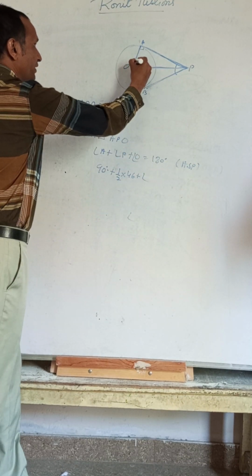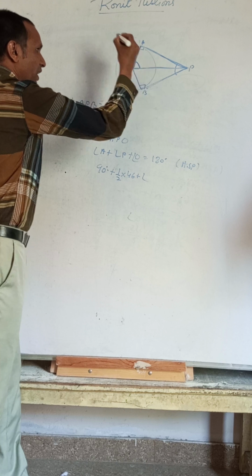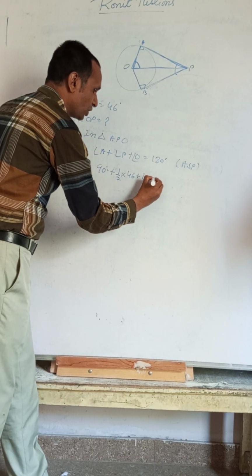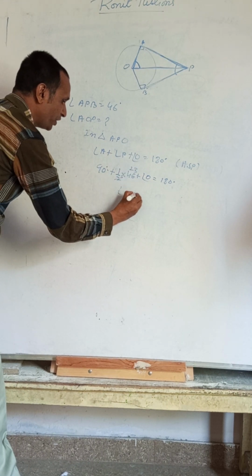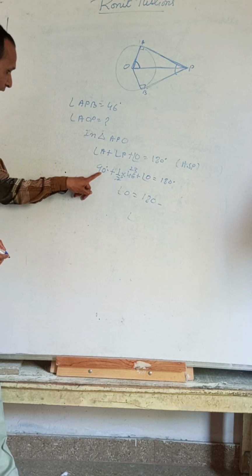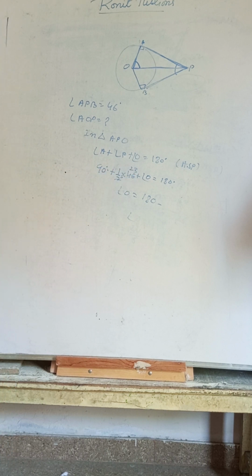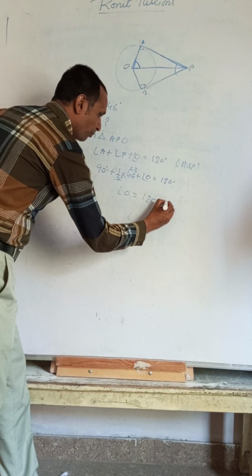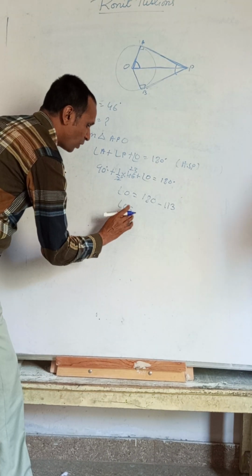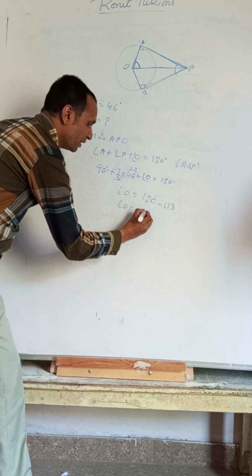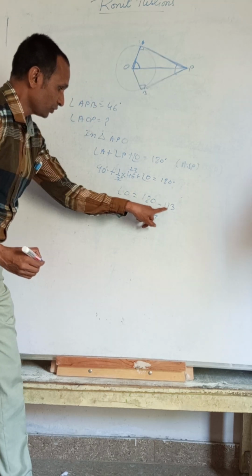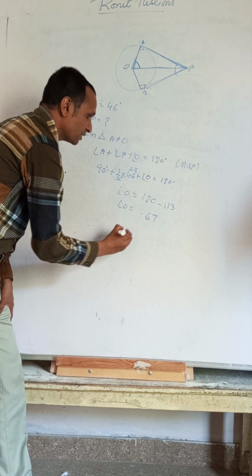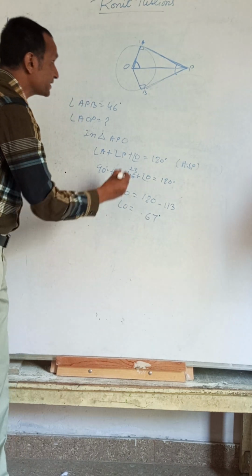We are going to find this angle. So angle O is equal to what? 180 degree, then this is cancelled by 23. So angle O is equal to 180 minus 90 plus 23, which is 113. Angle O is equal to 180 minus 113. 180 minus 113 is equal to what? 7, then 2 become, then it will become 6. Okay, 67 degree. Means this much angle.